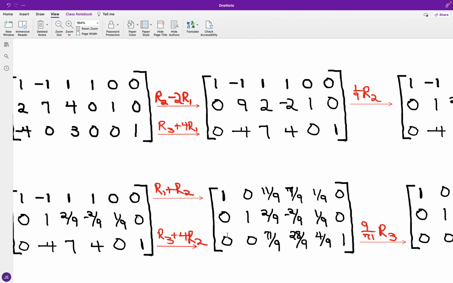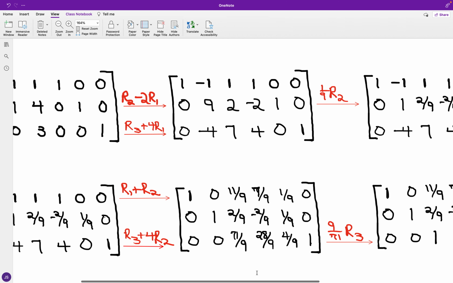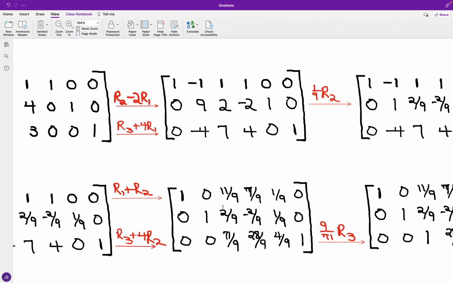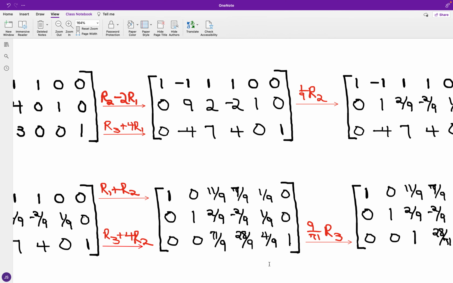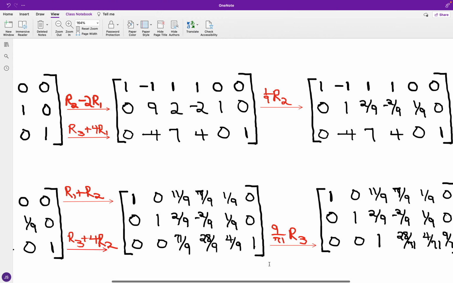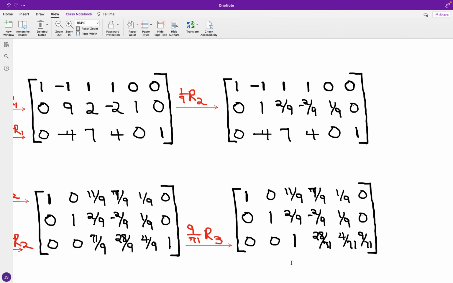If you notice, I got 1, 0, 0 in the first column, and in the second column I have 0, 1, 0. I want the last column to transform to 0, 0, and 1. Right now, for the 71 over 9, I can change that over to 1, and that'll be done by multiplying by the unusual fraction, 9 over 71. So multiplying the bottom row by 9 over 71, we're going to have the transformation to 0, 0, 1, and then we have 28 over 71, 4 over 71, and then 9 over 71.